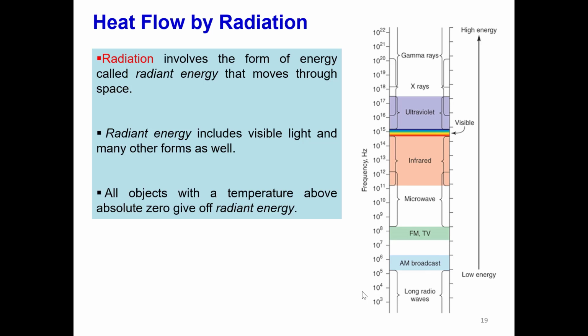Also, it's important to remember that any temperature above absolute zero gives off radiant energy. Any object, any substance, any body whose temperature is higher than absolute zero will radiate energy. For example, we radiate energy mainly in the infrared region, as in this region.